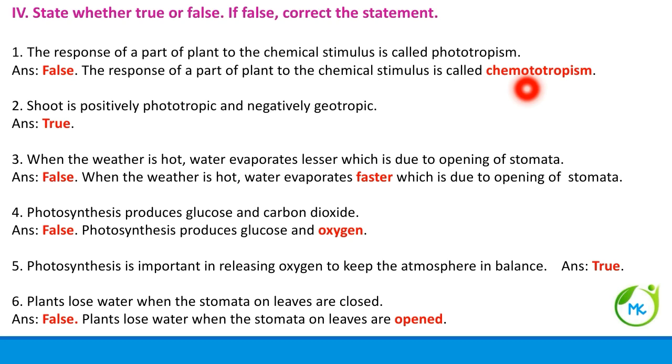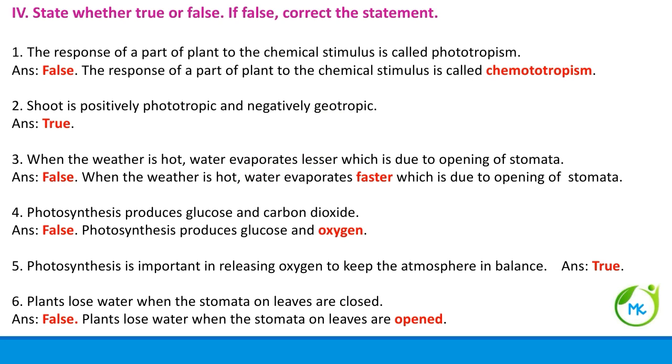In another manner also you can change the same answer. You can write false, and instead of chemical, if you change it to light, then also the statement will be true. That is, the response of a part of a plant to the light stimulus is called phototropism. So either way you can do this. Shoot is positively phototropic and negatively geotropic. Of course it is true. It is positively phototropic, that is, grows towards the light, and negatively geotropic, that is, grows away from the gravity.